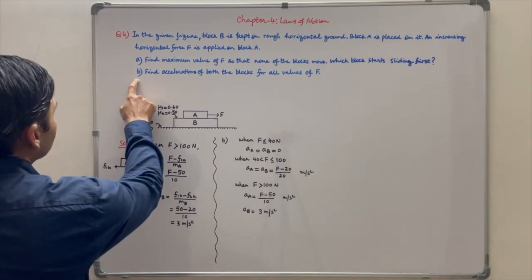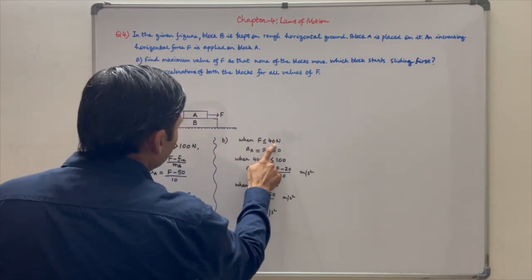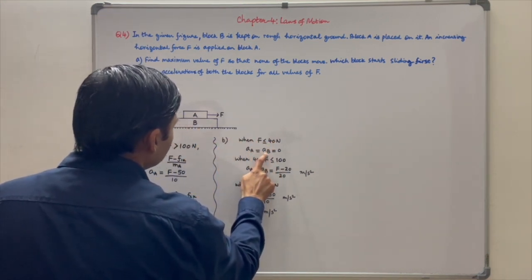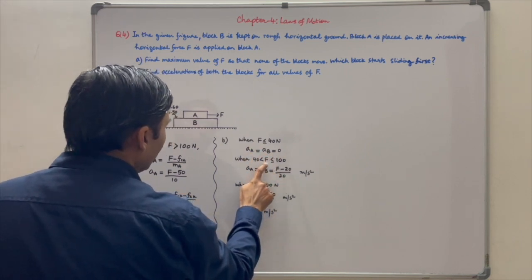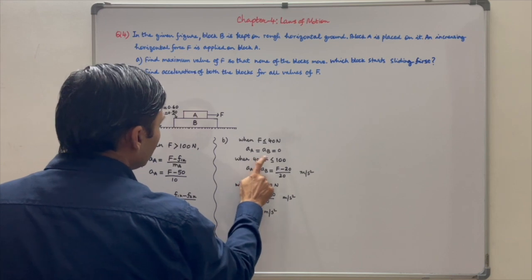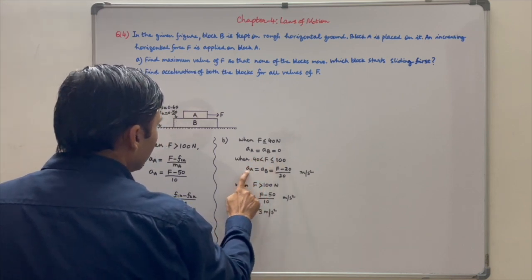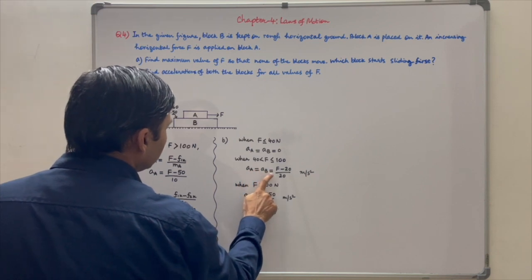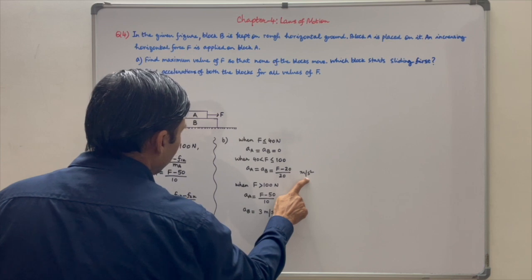Now we are ready to answer part B. When F is less than or equal to 40 Newton, both the blocks are stationary. So their accelerations will be equal to 0. When value of F lies between 40 Newton to 100 Newton, both the blocks will move together. So their accelerations will be same, and that is equal to F minus 20 upon 20 meter per second square.